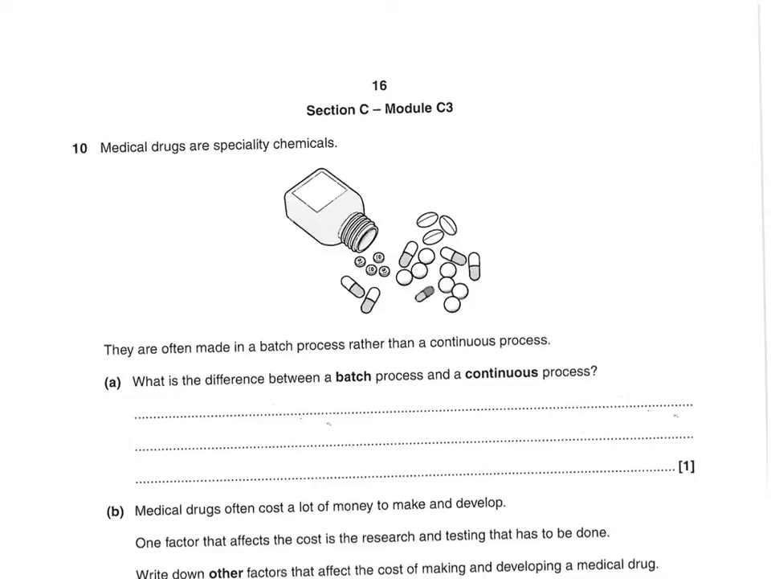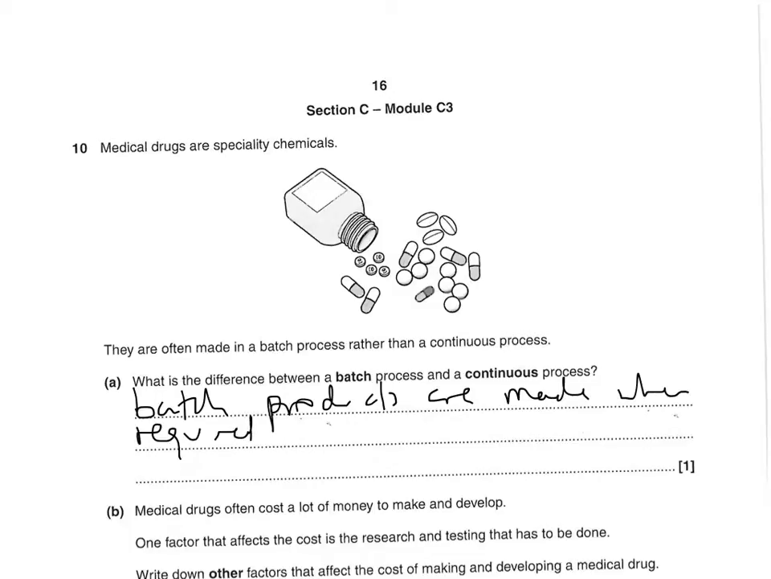Onto the chemistry section. So medicinal drugs are specialty chemicals. They are often made in a batch process rather than a continuous process. What is the difference between those two types of process? So a batch process is when products are made when required, and continuous is when they're made all the time. So batch products are made when required, and continuous made all the time.